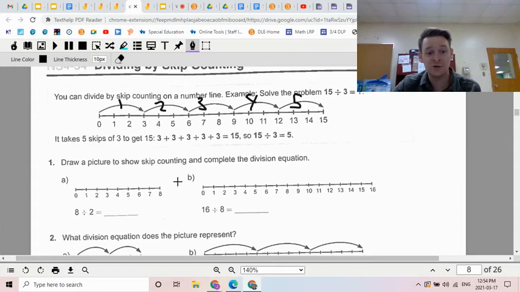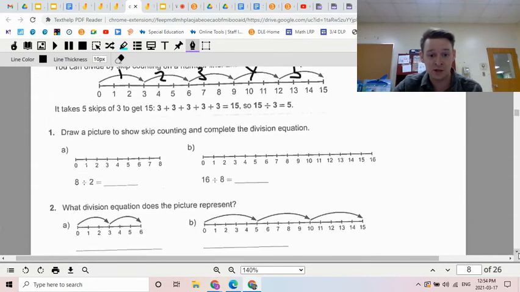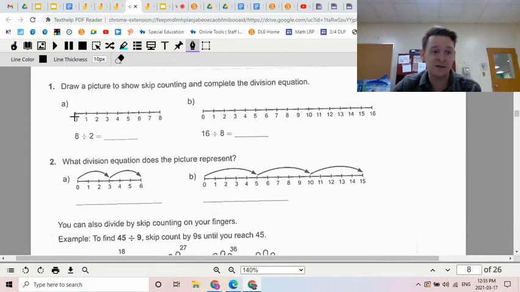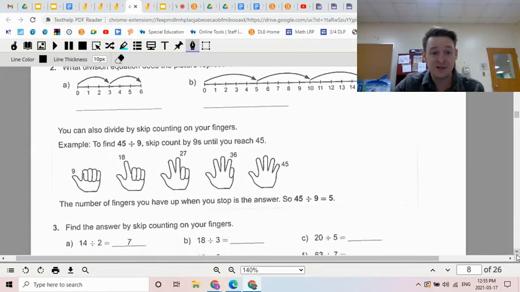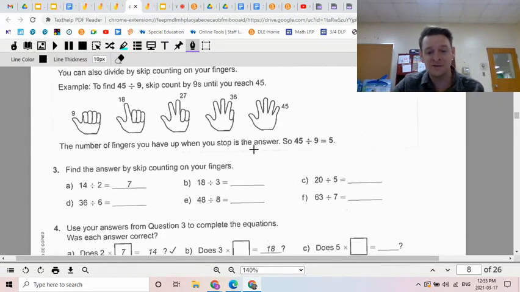So if we want to draw a picture to show skip counting to complete these division equations, 8 divided by 2, we're just going to make jumps of 2, and then we're going to count how many jumps it took us. 1, 2, 3, 4, and our answer to the question goes in below, and that's kind of how you can do these questions. You can also skip count on your fingers. One of my favorite things to do is use my fingers for math.